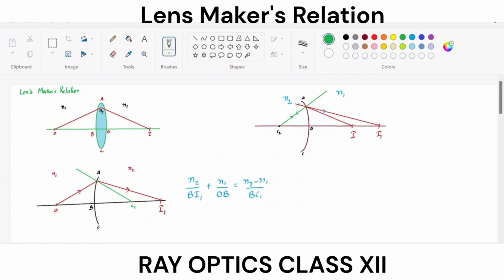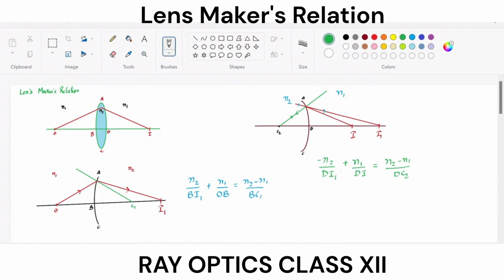Here you have to be very careful because N2 and N1 have changed their positions. So this will become minus N2 upon the image distance DI1, that is the object distance here, plus N1 upon DI, and here it will be equal to N2 minus N1 upon DC2. I hope this is clear. Now these are the equations for these two surfaces.